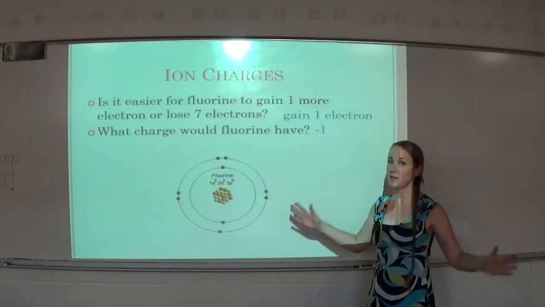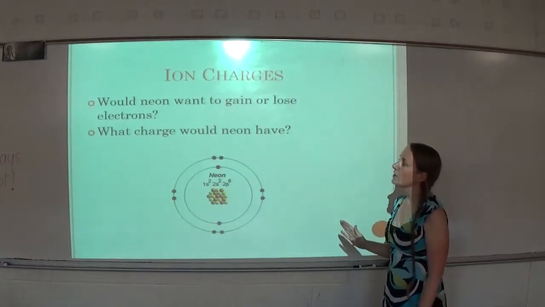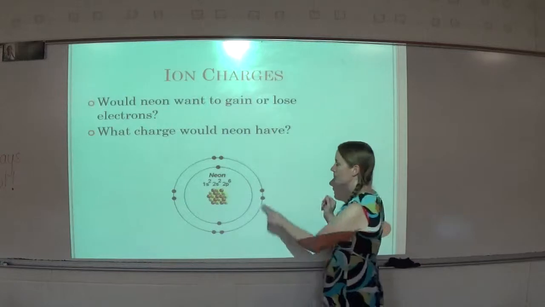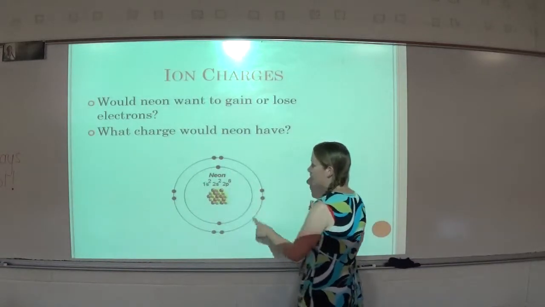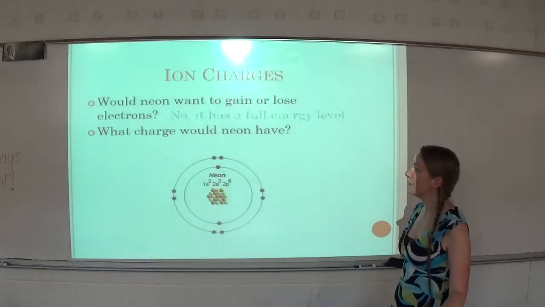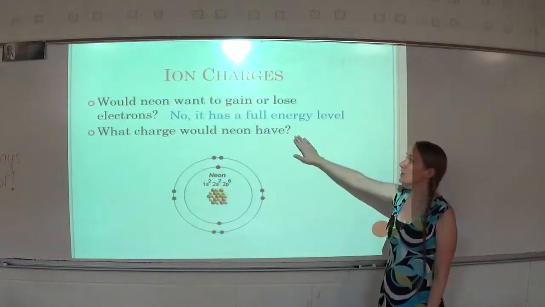All right, so just bear with me. One more column. So we move over to group 18, to neon. Would neon want to gain or lose electrons? Well, if you look, neon has 8. So it's full. So does it want to gain or lose electrons? The answer is no, it doesn't want to. It's already full, it's already stable. So what charge would it have?